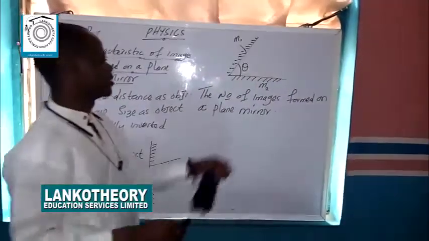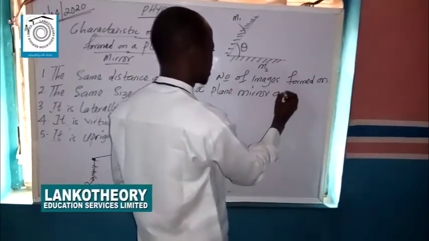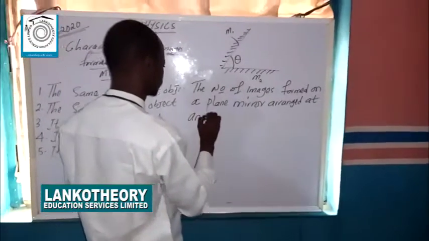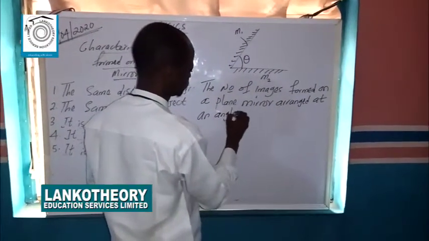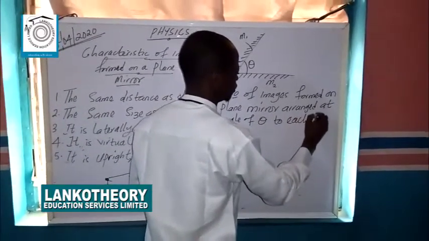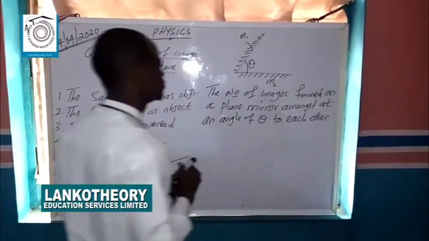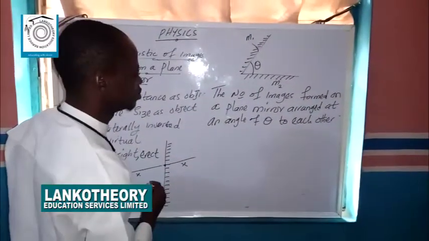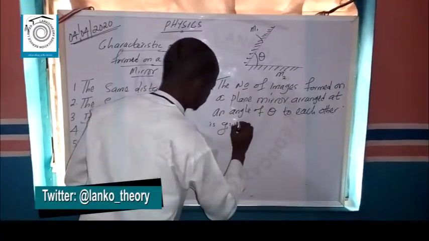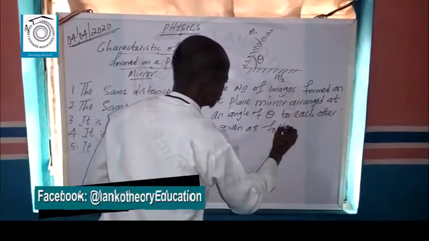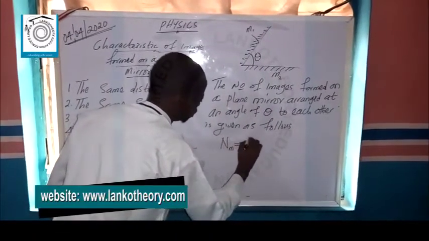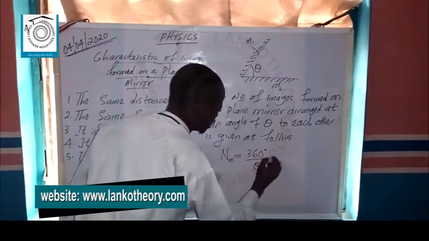The number of images formed on a plane mirror arranged at an angle of theta to each other, as shown above, is given as follows. The number of images formed on a plane mirror, represented by Nm, is equal to 360 degrees upon theta, minus 1.